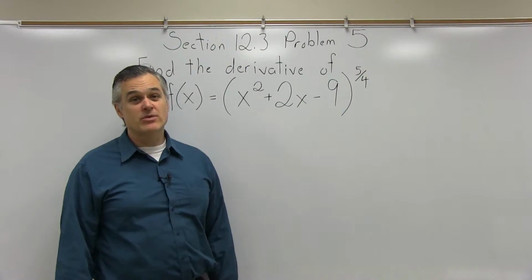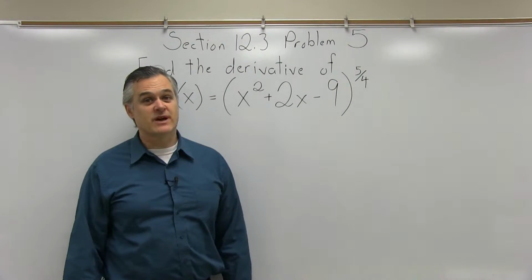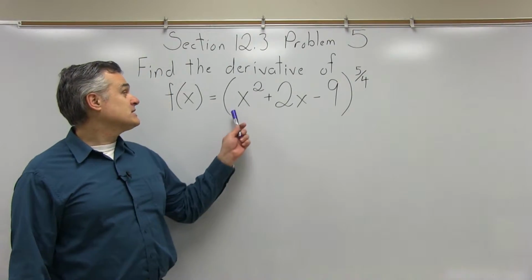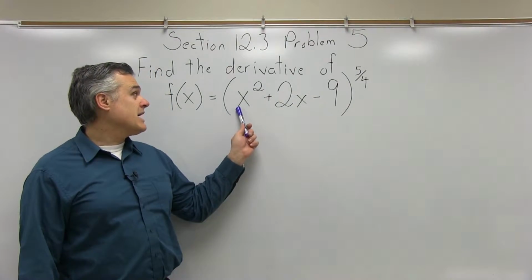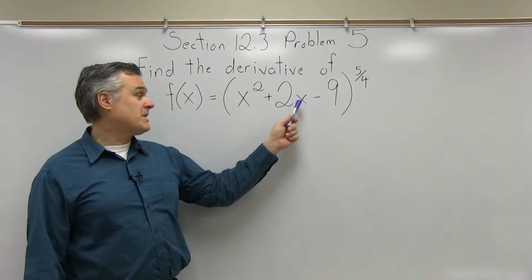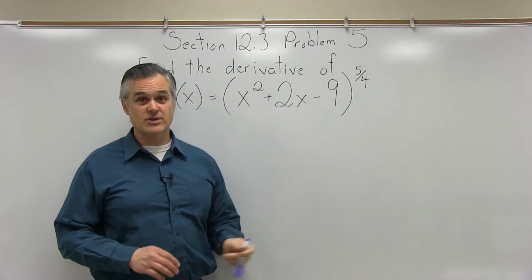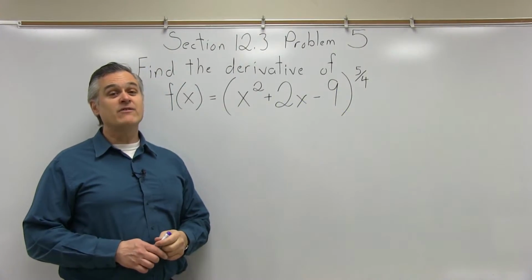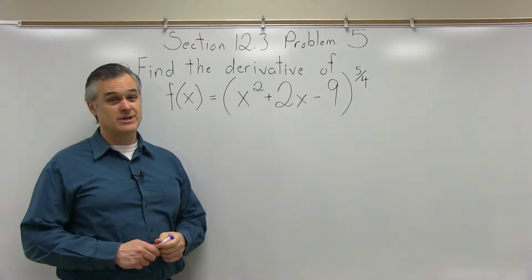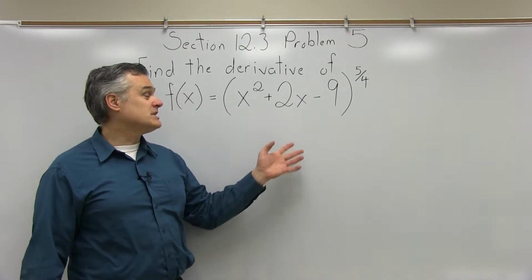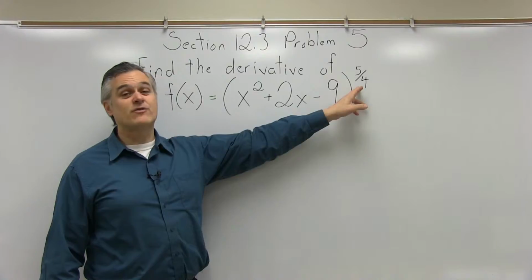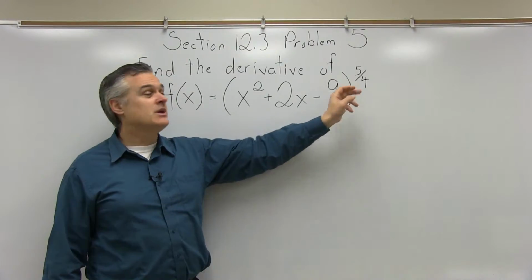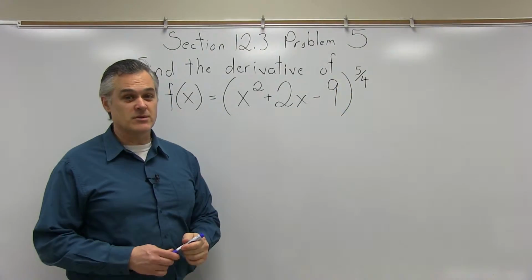This is Section 12.3, Problem number 5. It says, find the derivative of f of x equals, in parentheses, x squared plus 2x minus 9, and then outside the parentheses you have an exponent of the 5/4 power. So what makes this problem a little different than some of the others in this section is the fractional exponent. It's a little weird. It still won't be a problem.